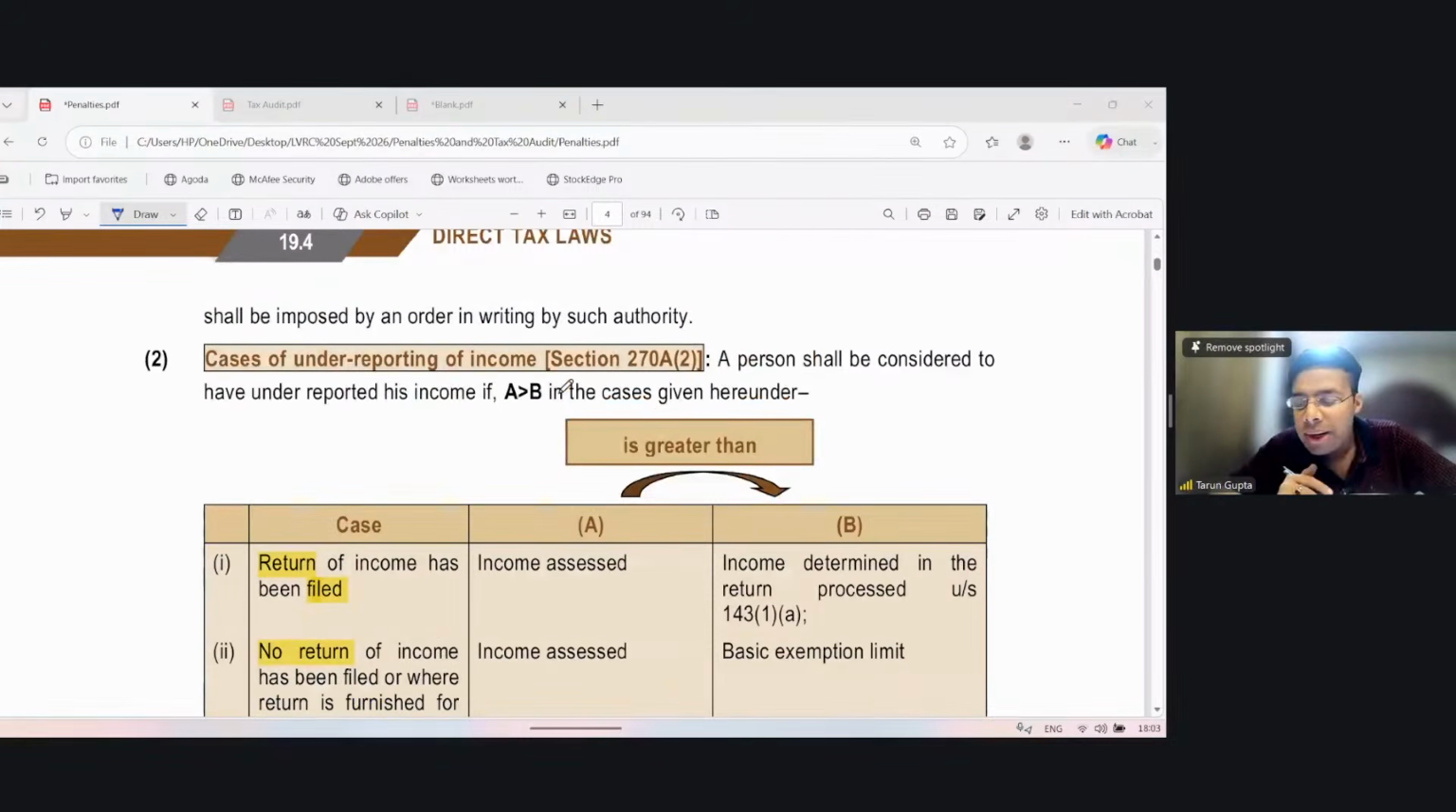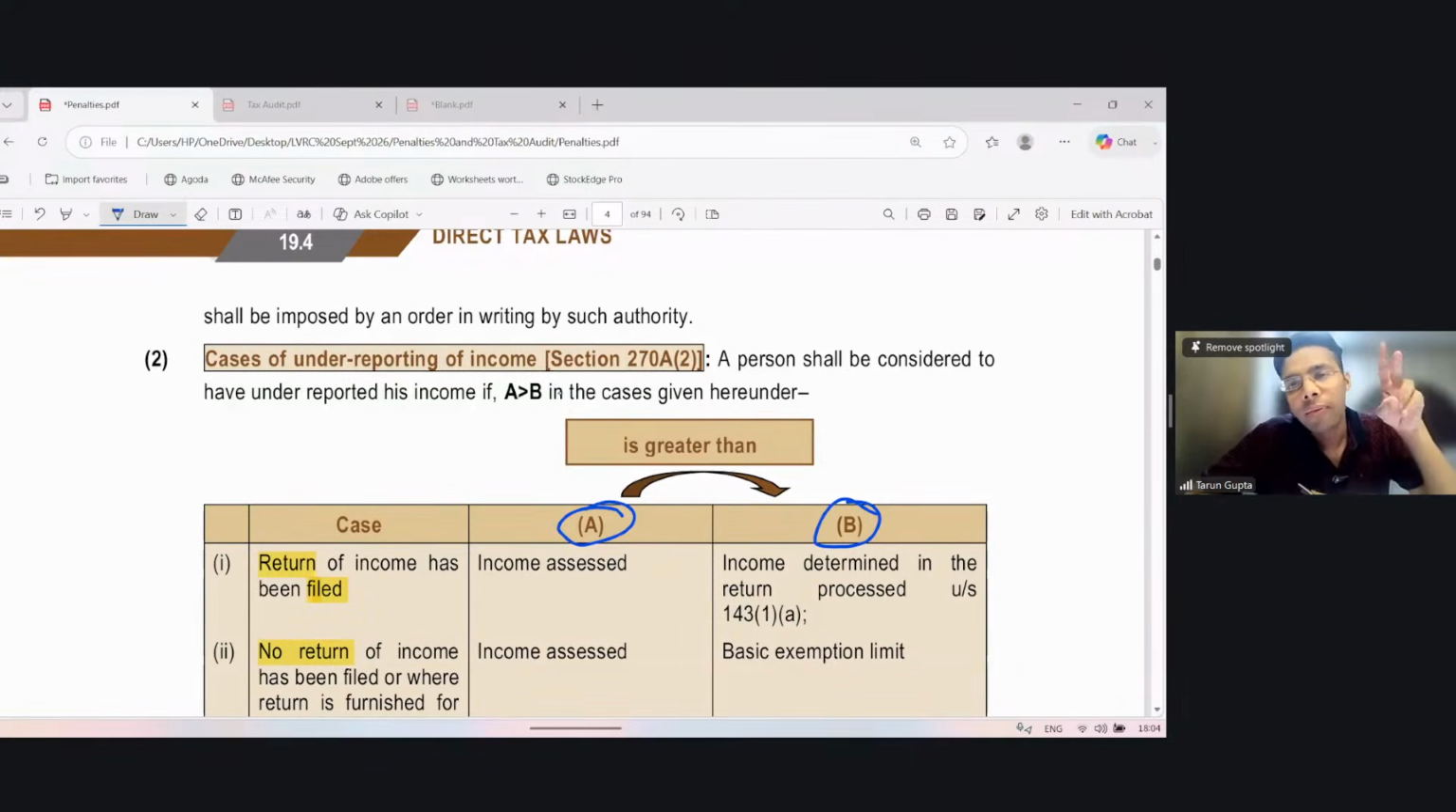Now, what do we mean by underreported income? So the law says if A is more than B, then there is underreporting. So long as A, what we will see in a minute, what is there in A. If A is more than B, then there is underreporting. Okay. Now there are different cases. The cases are divided into two parts, where the income is assessed and where the assessment is made on the basis of book profit under MAT or AMT as the case may be.